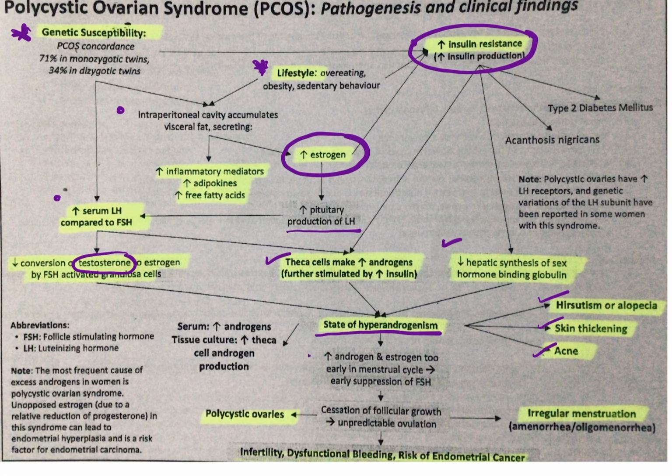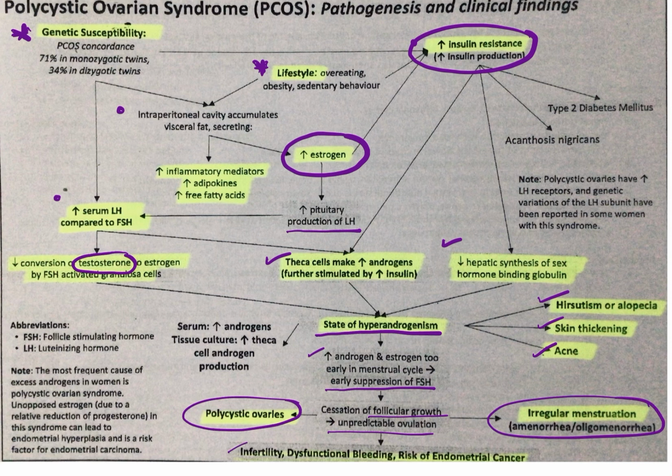Because of this, there is increased androgen and estrogen too early in the menstrual cycle. It is already high, but we need a pulse, a decrease and increase, for the proper menstrual cycle to happen. So there is early suppression of FSH, and because of this there is cessation of follicular growth and unpredictable ovulation, which can even lead to infertility. Because of the cessation of follicular growth, there will be polycystic ovaries, as cysts form. Next is irregular menstruation, also infertility, dysfunctional bleeding, and risk of endometrial cancer.